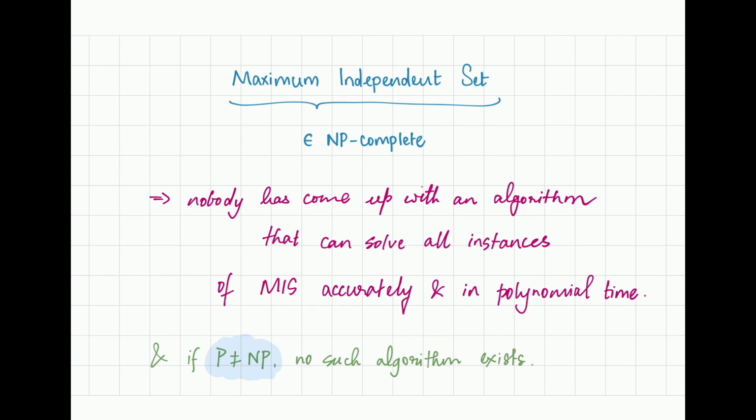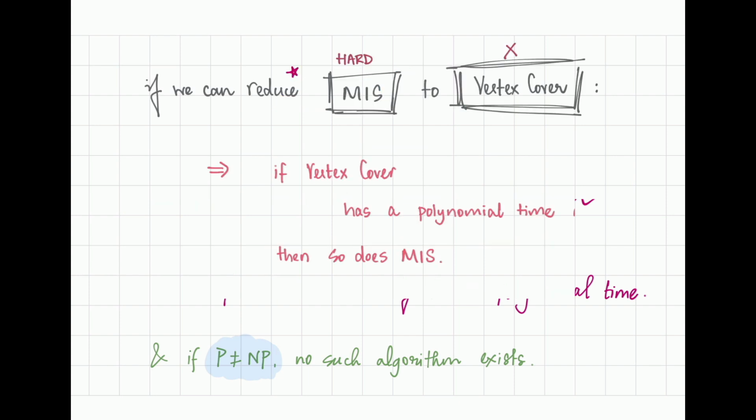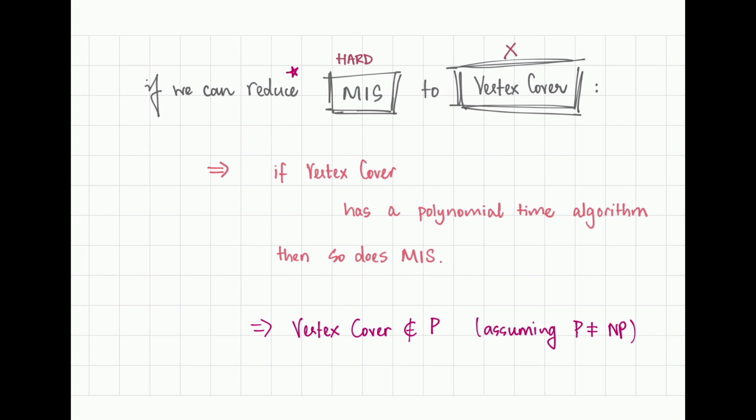It's considered to be unlikely, and if you believe P not equal to NP, then there is no polynomial time algorithm for independent set. Because of the reduction, what we know now is that if vertex cover had a polynomial time algorithm, then so would independent set. So we conclude that if we believe that P is different from NP, based on the reduction that we just had, vertex cover also does not have a polynomial time algorithm.